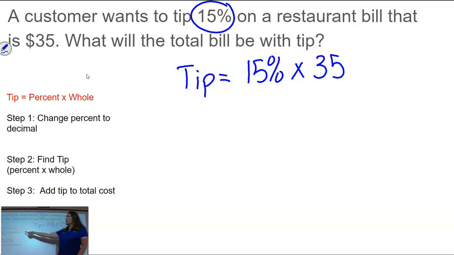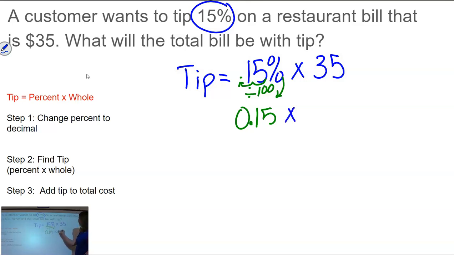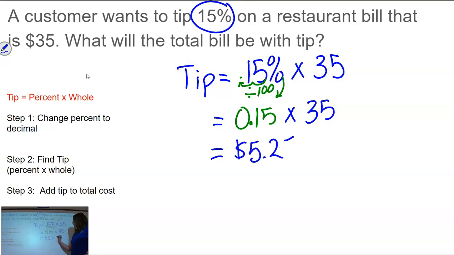The first thing I have to do is change my percent into a decimal. So we divide by 100, so I have 0.15, or you move the decimal twice to the left. Then we multiply times 35, and this will give me my tip. When I multiply 0.15 times 35 in my calculator, I get $5.25. So this is my tip.